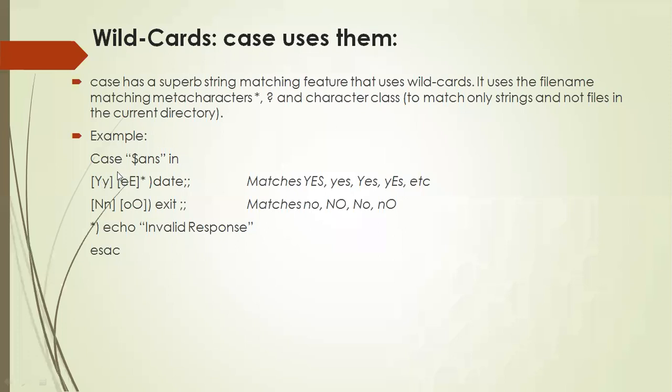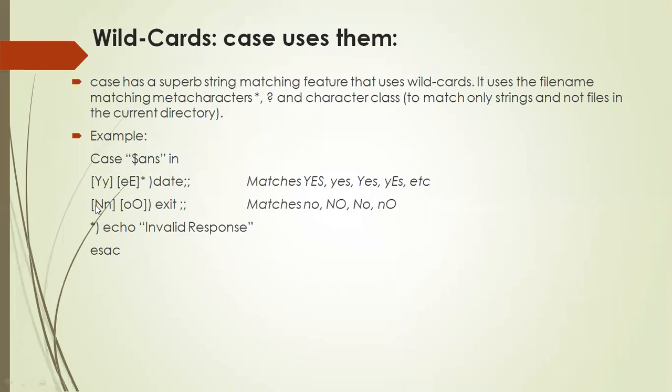Then followed by, there's one more character class here, capital E or small e. But what kind of pattern will be matched now? The pattern like, see, capital Y, then followed by any number of characters, star, y, yes, then yes in all lowercase letters, or maybe Y capital, then e small, then followed by s, or y small, E capital, then S capital, etc. Right? Now such patterns can be matched, and if it is matched, then it is going to execute the date command.